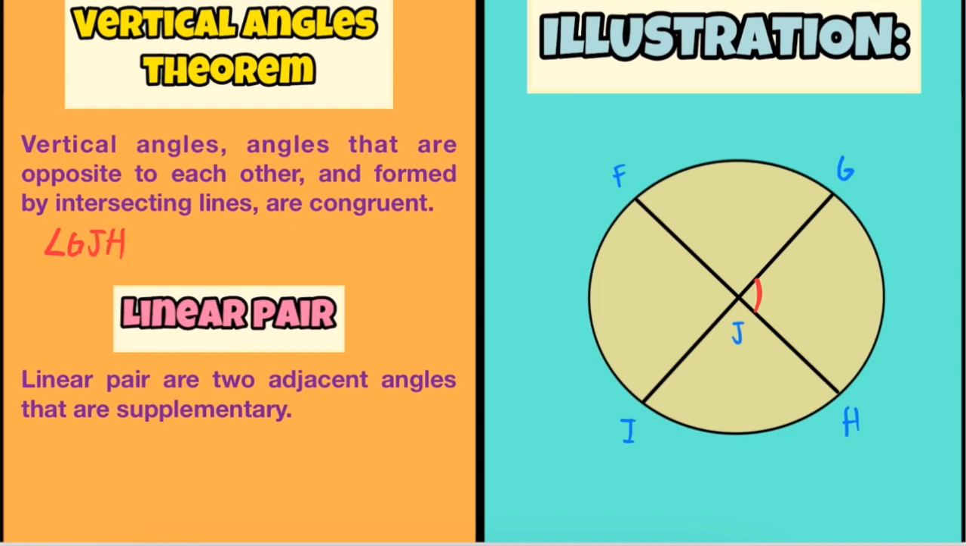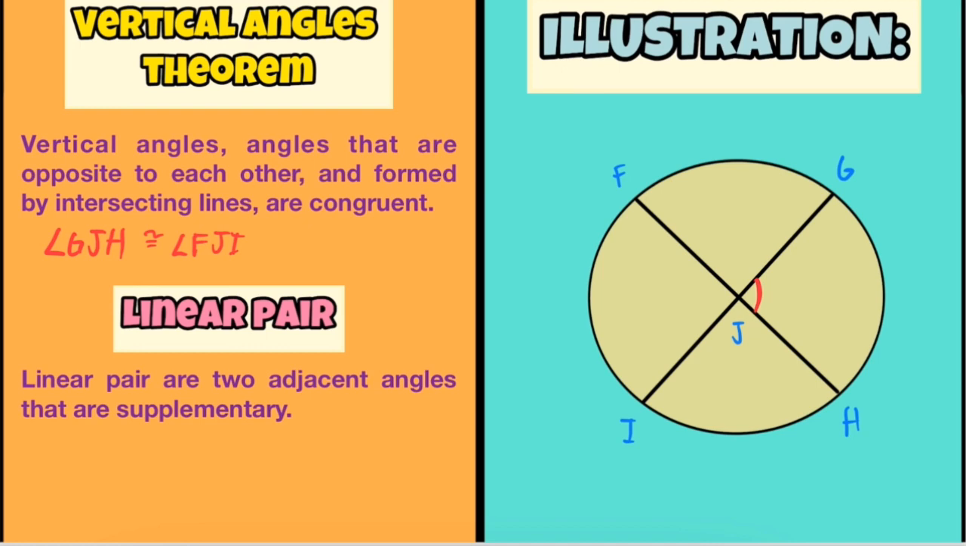And if you follow the concept as mentioned in the vertical angles theorem, angles that are opposite to each other will be congruent. So what is opposite to GJH? Well, that will be angle FJI. So if you're still wondering what I'm talking about, again, this is GJH. So what is opposite to it? None other than FJI. So they have equal measures.